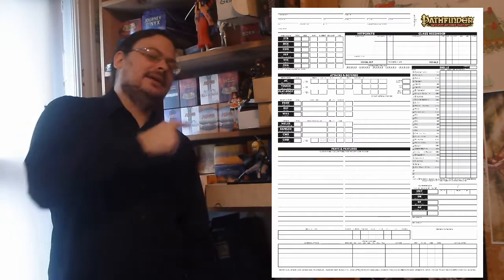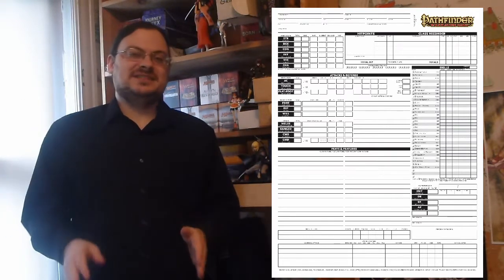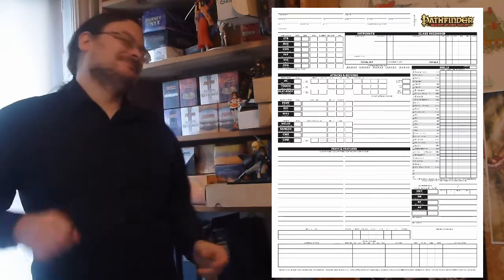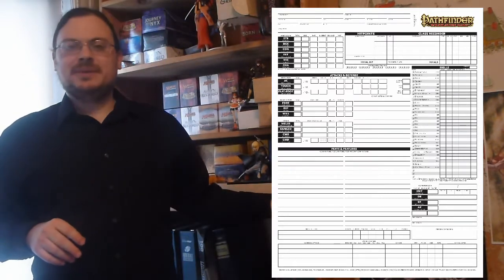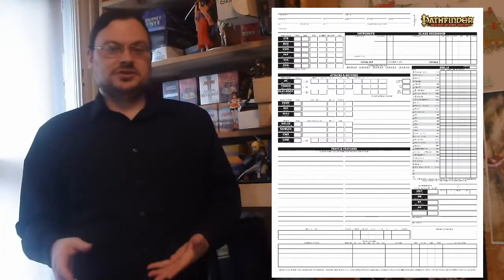Going back to AC, you always add 10 to it. 10 is the base AC. So even if you're wearing nothing and you have no dexterity, you still at least have a 10, which means things don't automatically hit you. There's still a degree of chance. So your combat maneuver defense is how I can resist being tripped or grabbed or pushed.